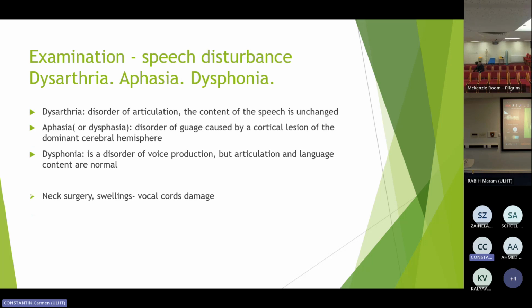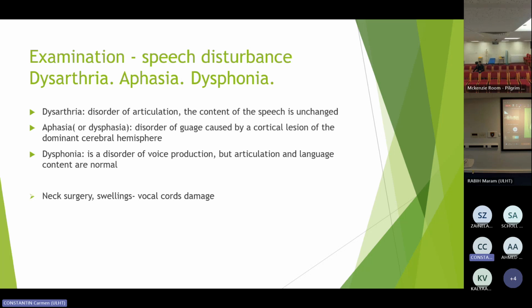How are we checking the speech, for example? Dysarthric patients have a disorder of the articulation, so the content of the speech is unchanged. Aphasia or dysphasia is a disorder of language caused by a cortical lesion of the dominant cerebral hemisphere. Dysphonia is a disorder of the voice production, but the articulation and the language in dysphonia are normal.